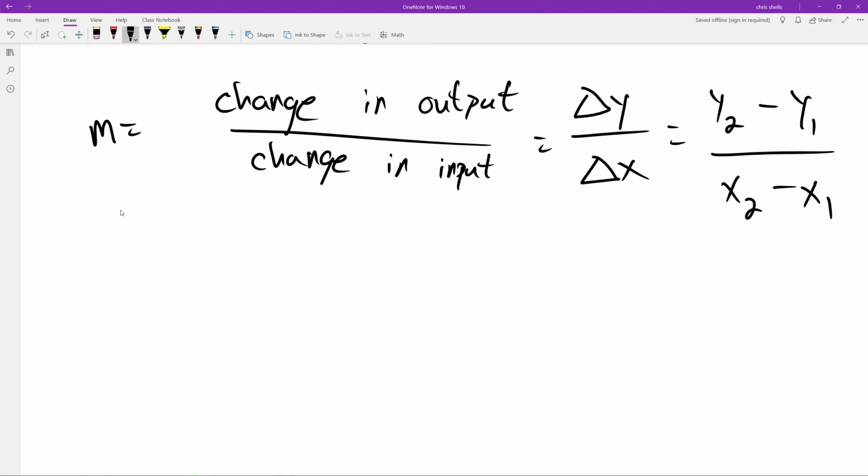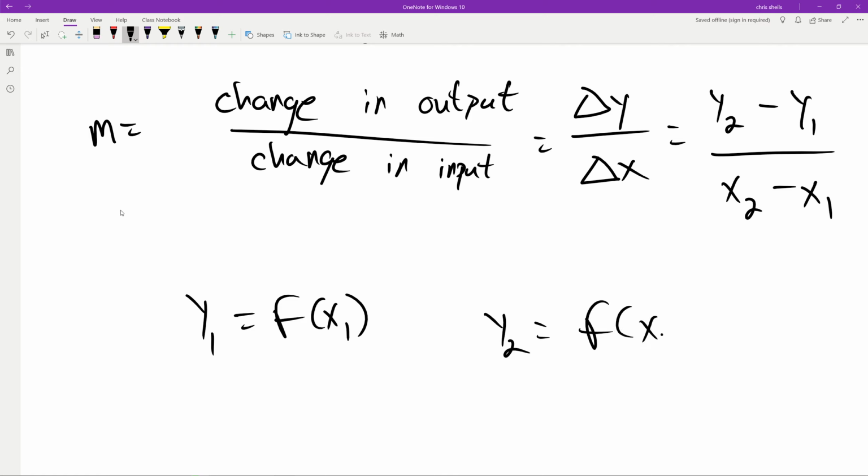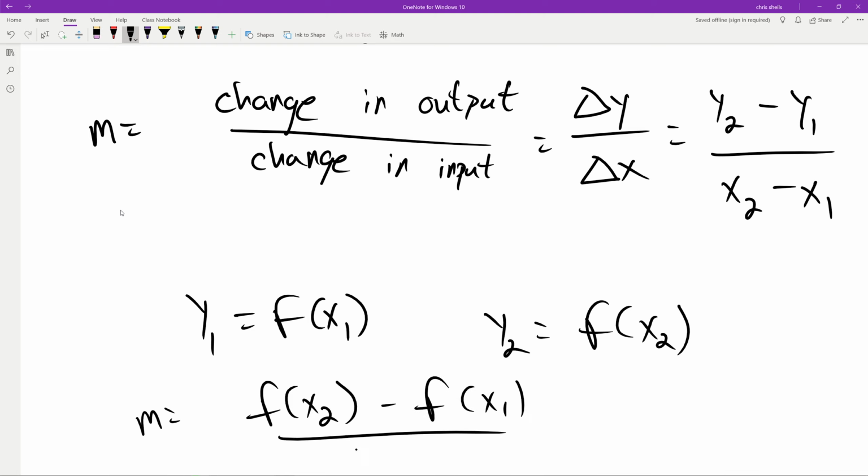Note that in function notation, y1 is the same thing as f of x1, and y2 is the same thing as f of x2. So I could write that m is equal to f of x2 minus f of x1 divided by x2 minus x1. I could write it this way instead.